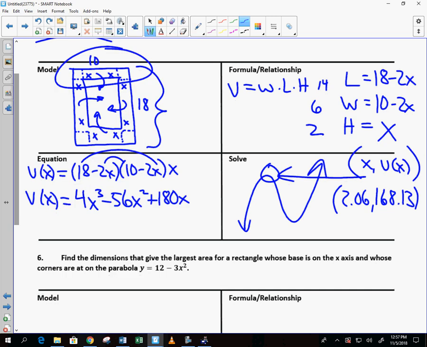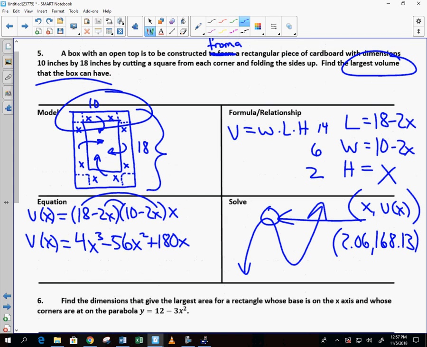Now we just have to know what the heck it means. What does 2.06 mean? That's the height, or that's how much I cut off, right? 2.06 by 2.06. What does the 168.13 mean? That's the volume. What is the problem asking for? The dimensions or the volume? Find the largest volume. Largest volume, 168.13.